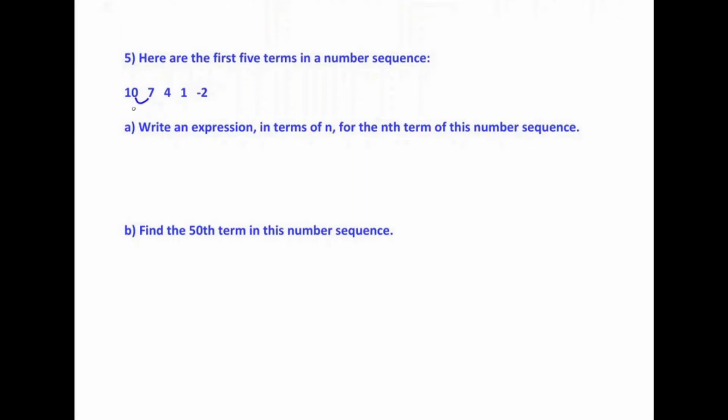So 10 to 7, and I'd have to take away 3. 7 to 4, again, we take away 3. 4 to 1, we also take away 3. And 1 to negative 2, we take away 3 as well.